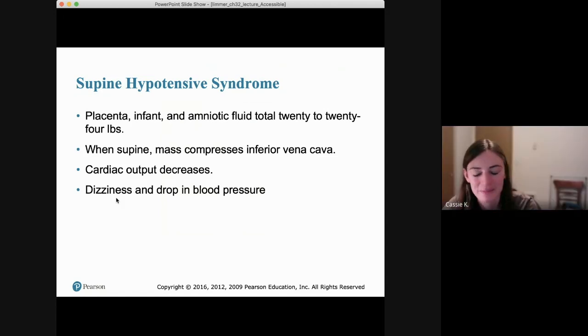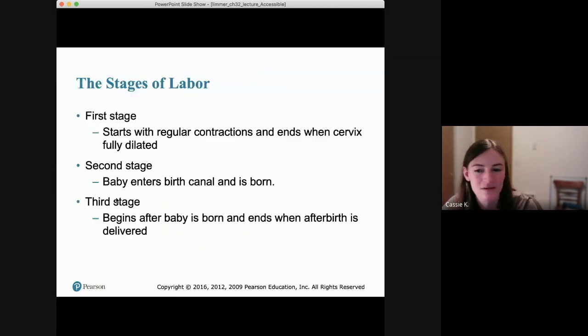If someone's backboarded, you can just place maybe blankets under the backboard, tilt them to the side. Sometimes you can just take their abdomen, shift it off to the side, but that should help. Does anyone here assisted or watched a delivery, either of your own kids or in the field? See a couple hands. All right.